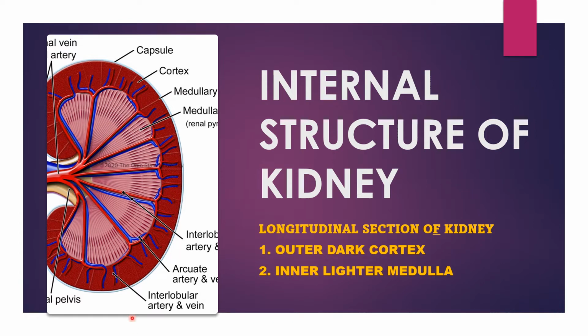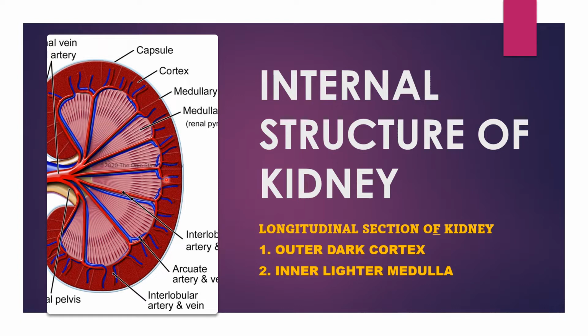Yes, in this diagram you can see the kidney, a longitudinal section of the kidney. Mainly you can see two main regions. The outer region is called the cortex, the outer dark cortex region. Then the inner side is a lighter region, the inner lighter medulla. These are the two main regions present in the kidney: outer cortex and inner medulla.